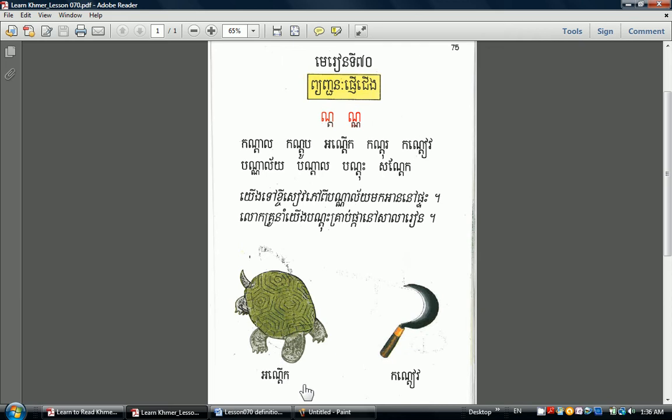This first picture is red and dark, and the second picture is red and sickle. Okay, so now let's go over the rest of the lesson.